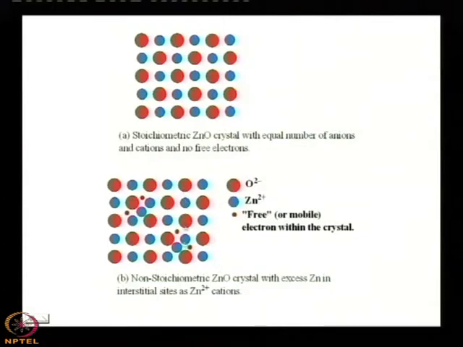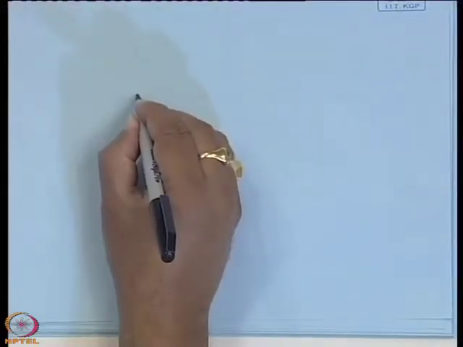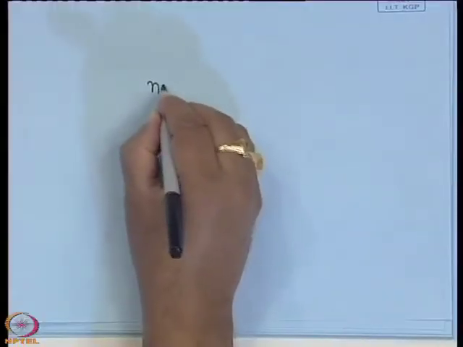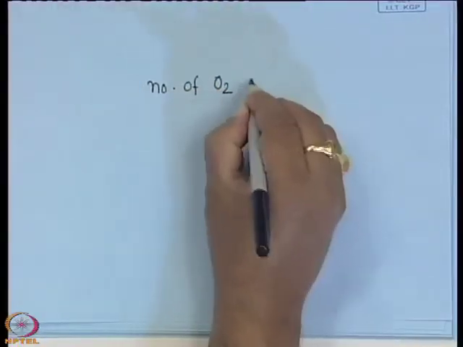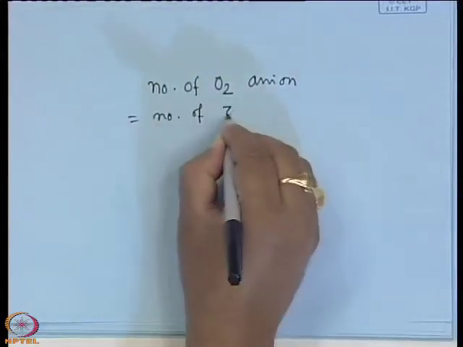But how does the crystal remain electrically neutral? How does the crystal remain electrically neutral? So, basically you see that there are n number of oxygen anions and n number of zinc cations, and 2 electrons are there for the excess zinc cation. That means, the number of oxygen anions equals the number of zinc cations.